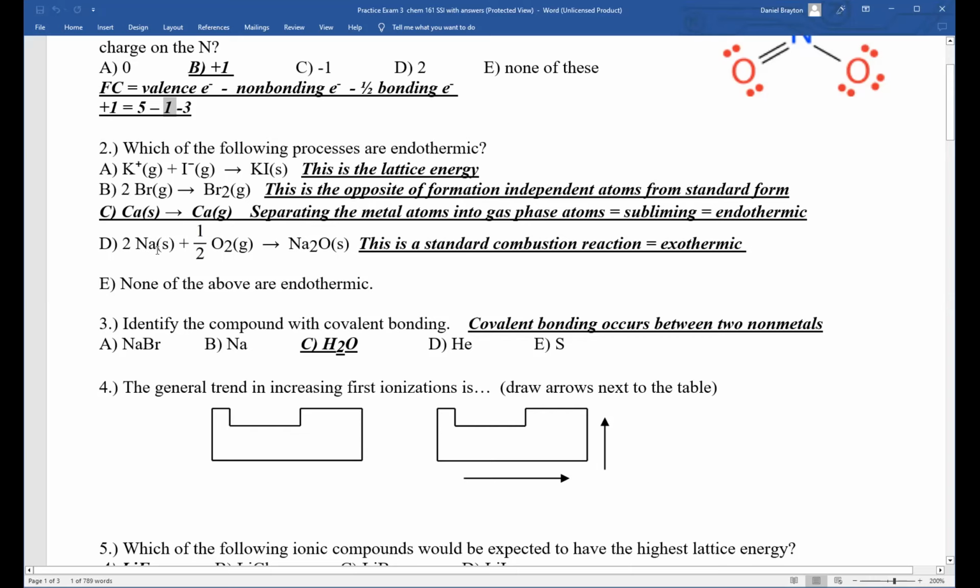D, we've got sodium metal and half of an oxygen atom coming together. And this one looks like all the stuff we did a couple chapters back, where you've got some element. Planes, trains, and automobiles, or basically it's carbon and hydrogen, but you react them with oxygen and you make the oxide compounds. This one happens to be sodium instead of carbon and hydrogen, but it's still a combustion reaction, and these are always exothermic.